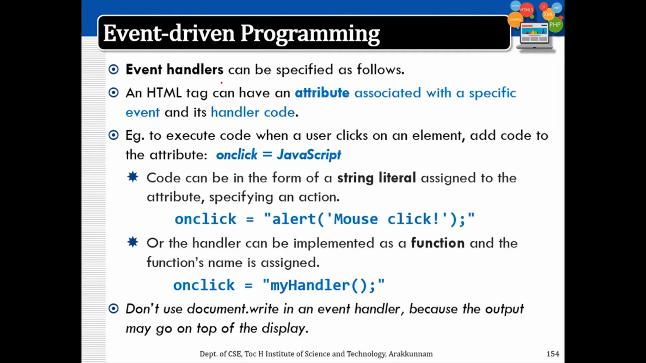So event handlers can be specified as follows. The HTML tag has an attribute associated with a specific event and its handler code. So in the previous example also we have seen onclick equals so and so. In many buttons I have used the same pattern of code: onclick equals the corresponding JavaScript. So this can be a direct string literal, onclick equals alert mouse click. So here there is no function to activate. Directly a string literal for displaying an alert window is given as the onclick event handler.